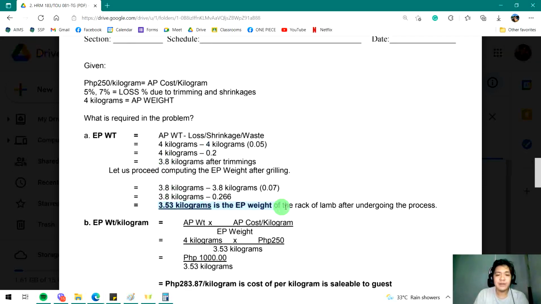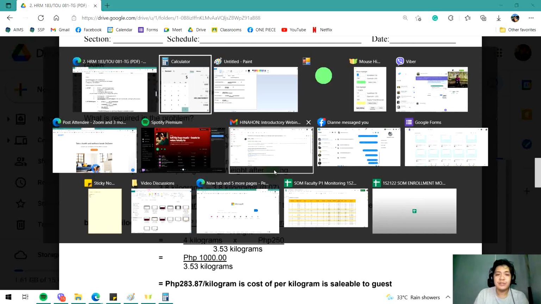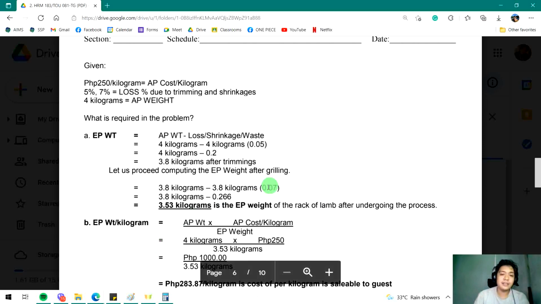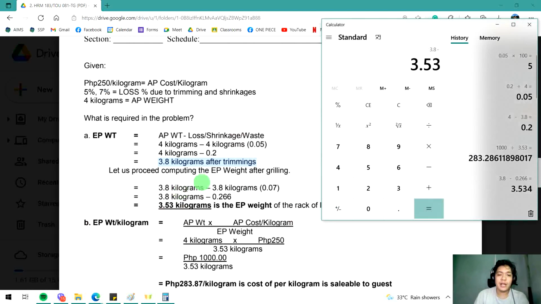Try naman natin dito, after grilling naman. So, we have here 3.8 minus 3.53. Again, no, kasi ang ginamit natin na weight dito sa grilling is yung na trim na natin or na cut na natin yung rack of lamb. Yan. Makukuha natin is 0.27. We will divide this by the AP weight, which is 4 kilograms, multiplied by 100. We will have 6.75, or if we will round off, it's 7%. So, tama din.